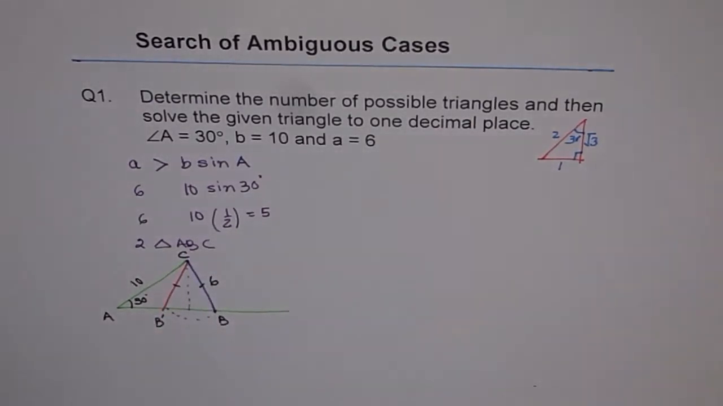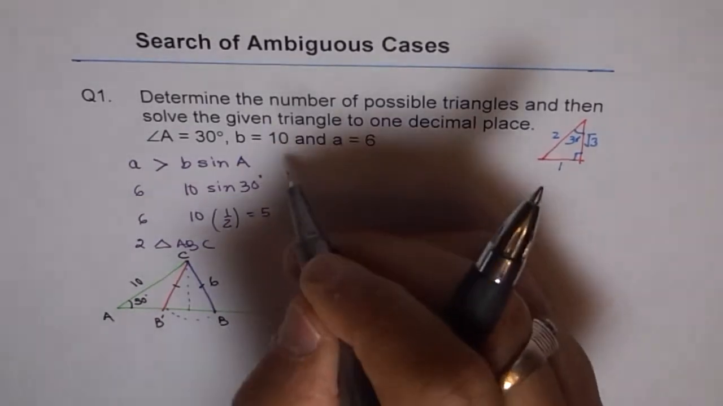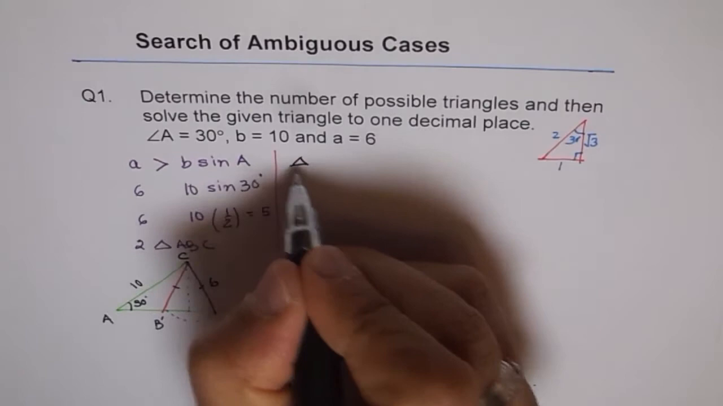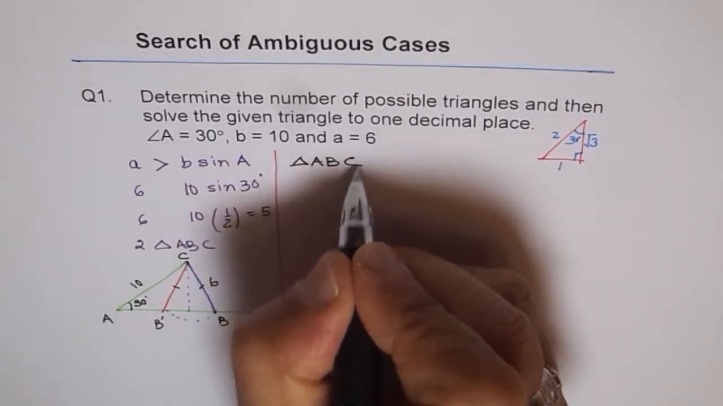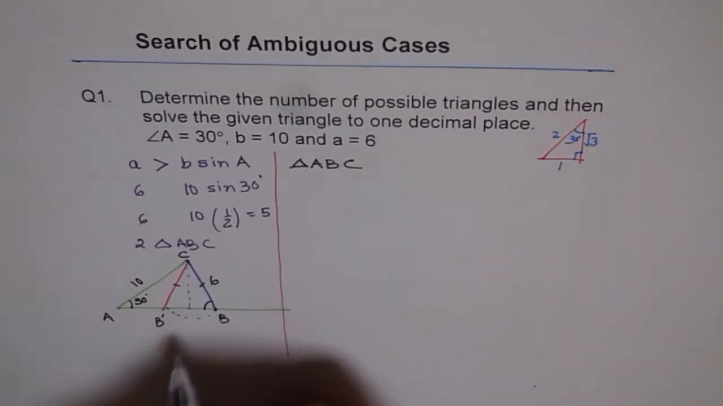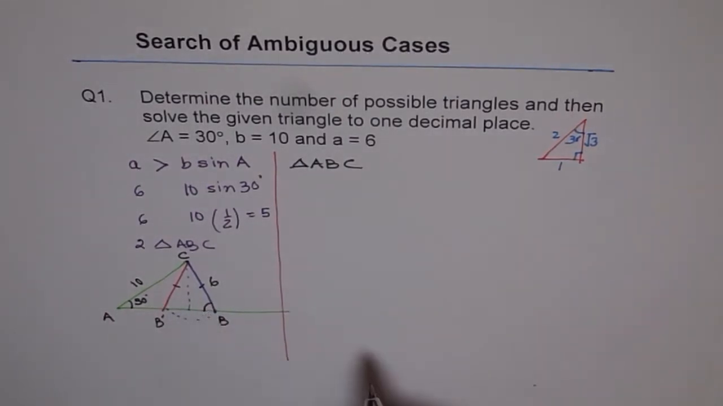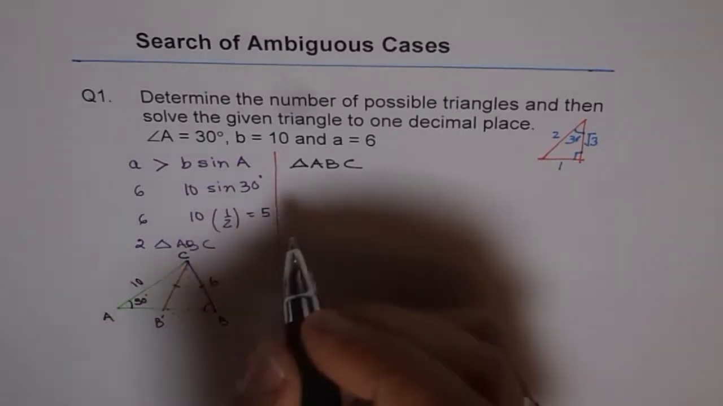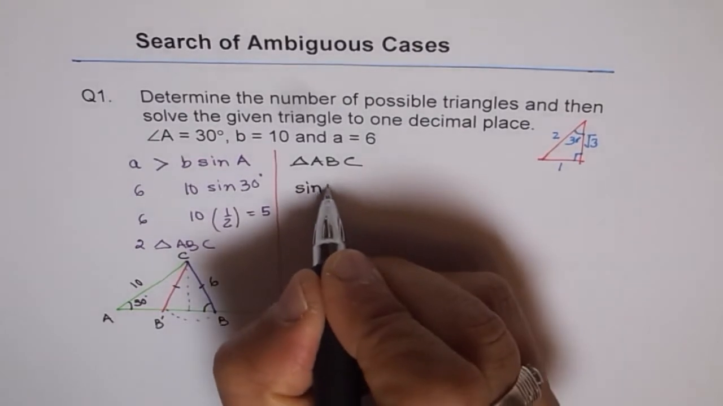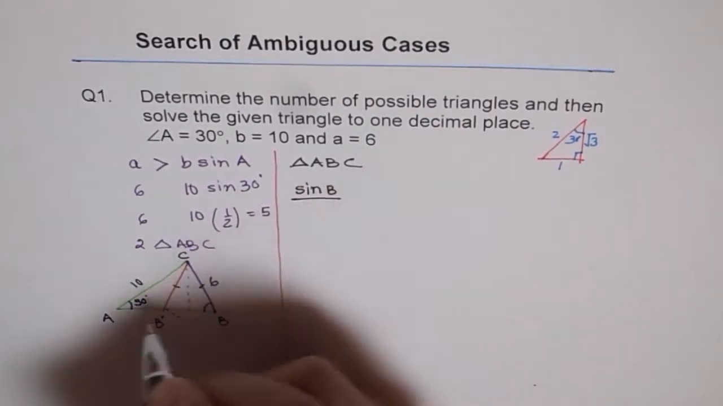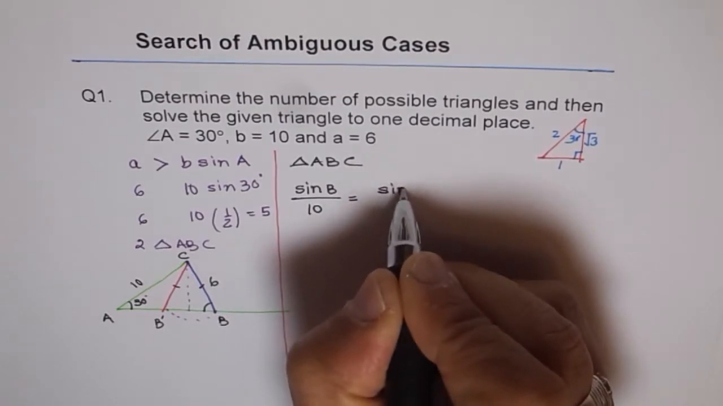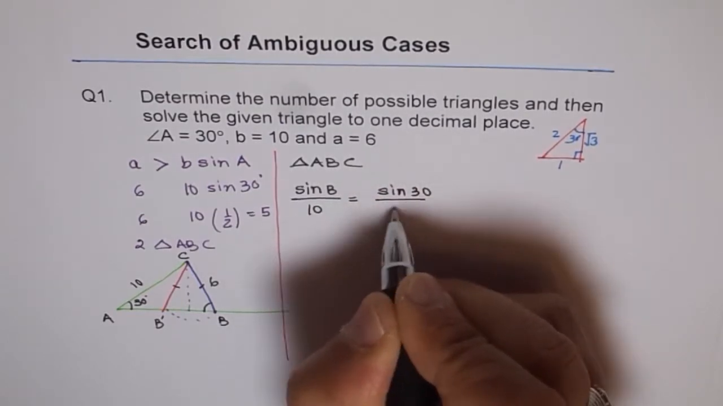Good. Now let's consider the bigger triangle, right? Now the bigger triangle is triangle ABC. Now in this triangle ABC, let's find out what is the angle B. So to find angle B, we can use the sine law, right? So if you say sine of B over 10 is equal to sine of 30 over 6, correct?